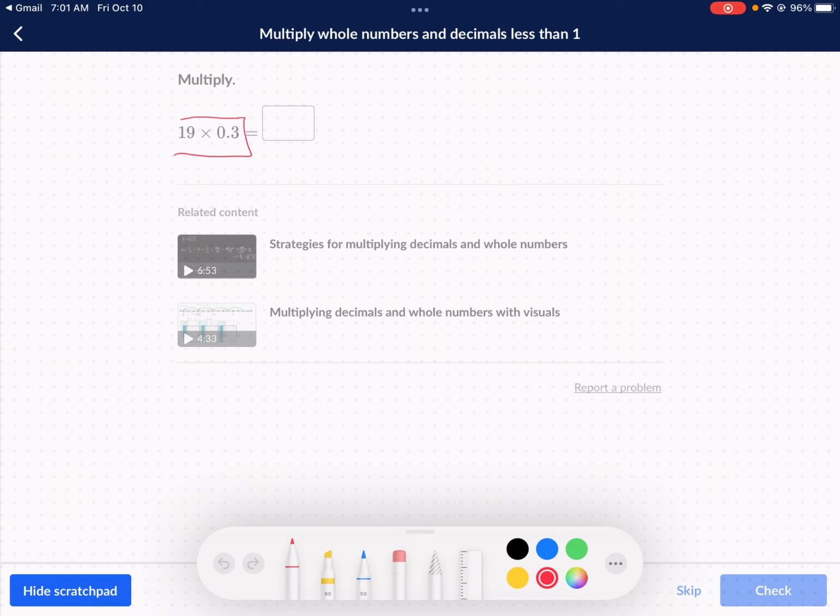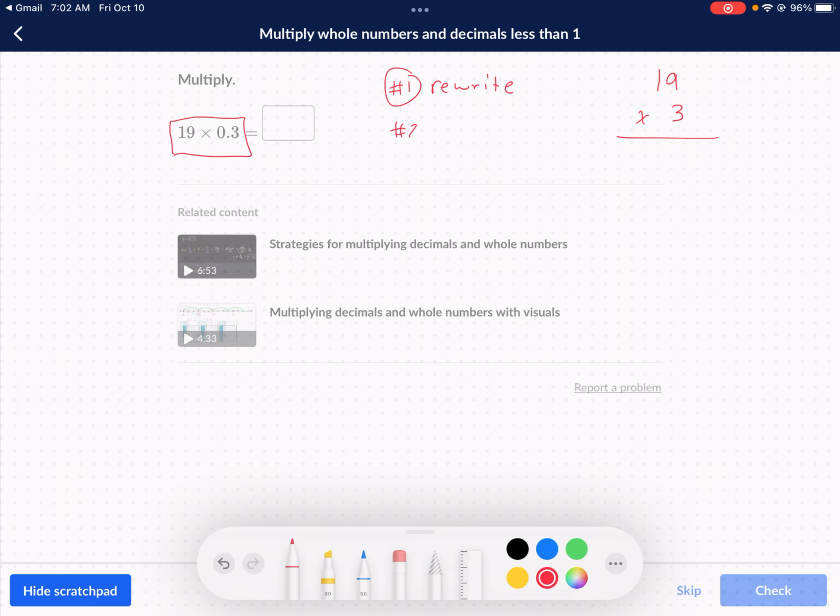So if we're looking at this problem, our first step is to rewrite. We're going to rewrite it with no decimals. So instead of writing 19 times 0.3, I'm going to write it as 19 times 3. No decimal point, okay? So that's my first step.